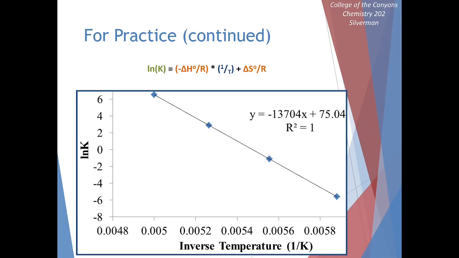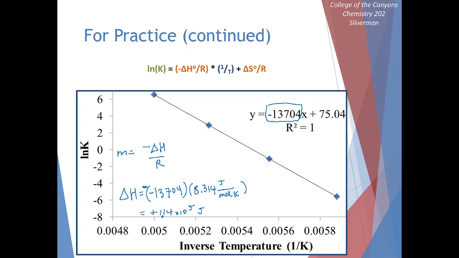To solve this, our slope has to be equal to negative delta H divided by the gas constant, R. We can get this value 1.14 times 10 to the 5th joules, or about 114 kilojoules. Likewise, we can use our y-intercept to help us find delta S. We can find our answer. The change in entropy for this reaction is 624 joules per Kelvin.